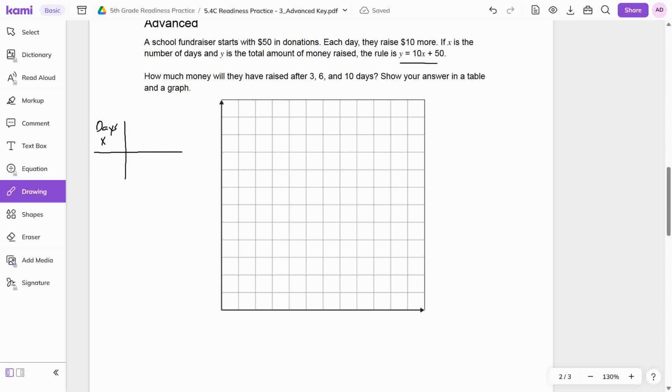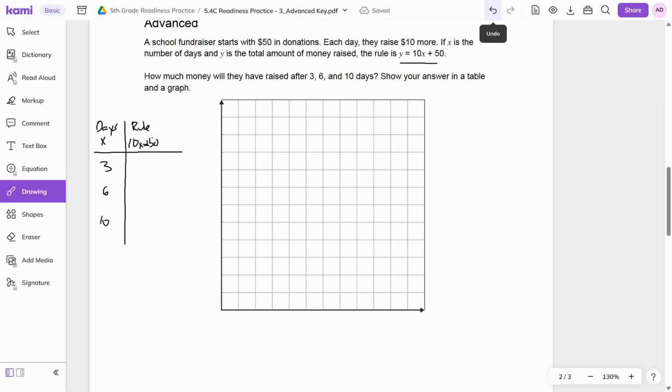I want to give ourselves room for our expression. It's going to be 3, 6, and 10. So our expression or our rule is this, 10x plus 50.